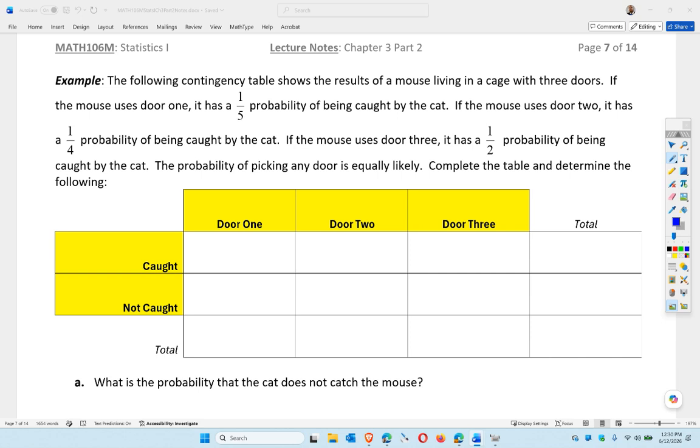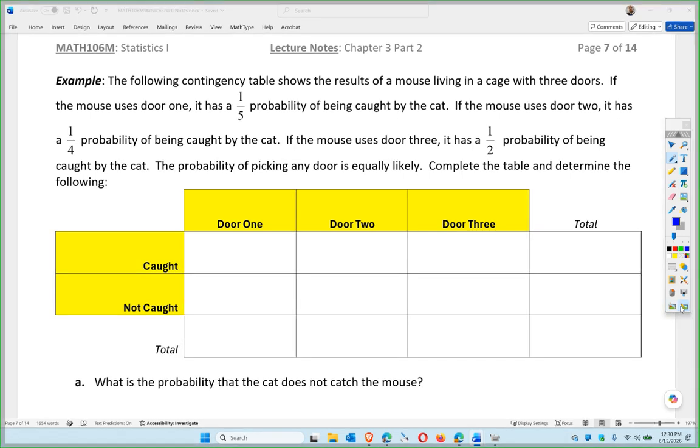So essentially there are three doors. The cat has to pick a door and then try to catch a mouse in each door. And they have a 1/5, 1/4, and 1/2 probability of catching the mouse at each particular door. But you have to account for the fact that you can't pick all three doors, right? And we're assuming that they have no likelihood of picking any one door over another. So each of these is a 1/3 chance of being picked, essentially.